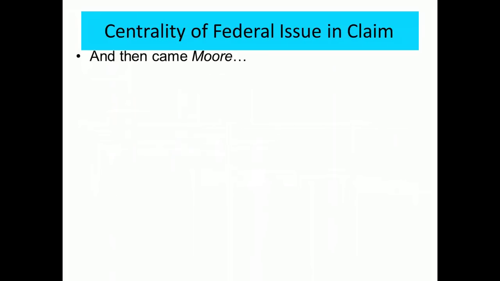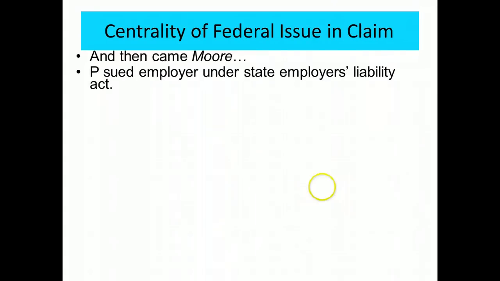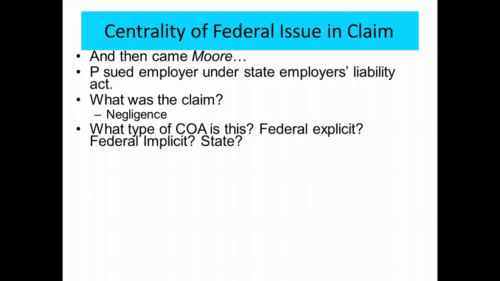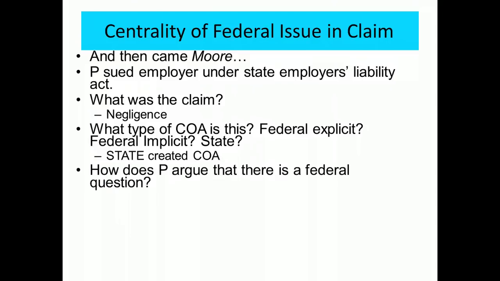All right. After Smith, we get more. In this case, the plaintiff sued his employer under the state employer's liability suit. In this case, it's a negligence claim. It's a state law claim. And basically, the plaintiff is trying to argue that the federal issue comes up in this case because the state law said that the plaintiff's contributory negligence could not bar the employee's recovery if the employer had violated a federal statute. So if you break apart the plaintiff's argument, here's how the federal question comes up.